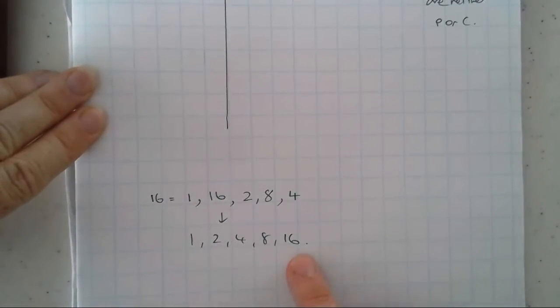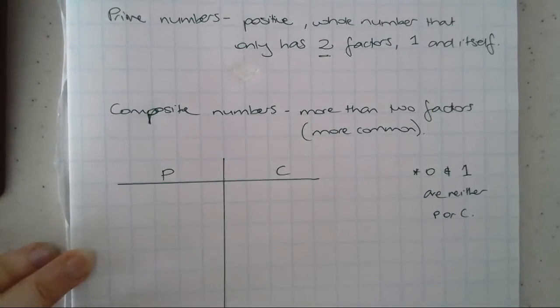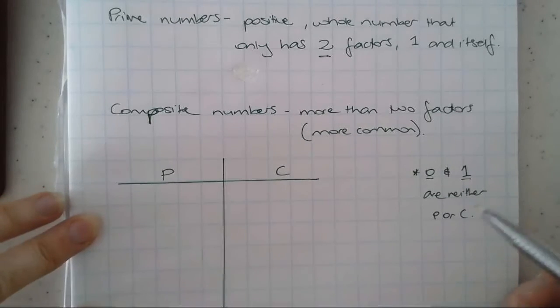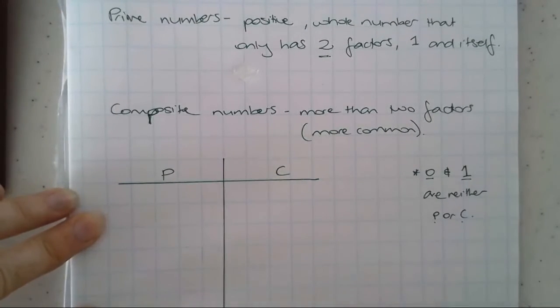16 has 5 factors. Let's do a bit of a list of prime and composite numbers. Interestingly, the number 0 and the number 1 don't fall into either category, so they're not prime and they're not composite. They don't fit the definition of prime, and they don't fit the definition of composite either. So that's something to bear in mind.